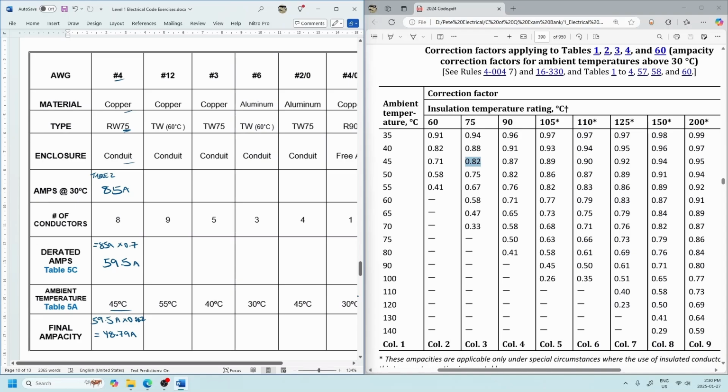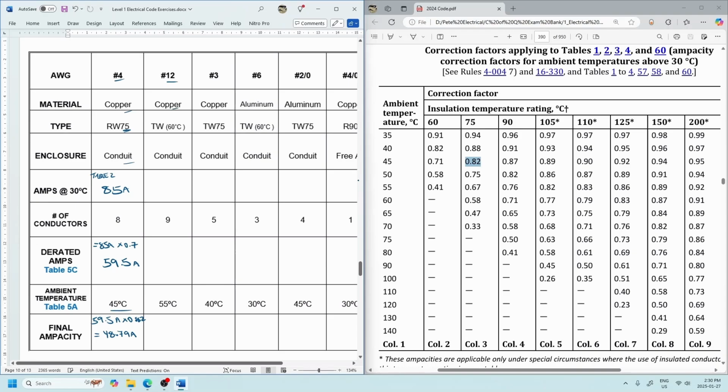Okay, so that's my maximum ampacity for my number 4 copper RW75s that are running in conduit. 8 conductors in the conduit derated us down to 59.5 amps. And then because we have an ambient temperature above 30 degrees, we have to derate to 48.79 amps for each of those conductors. Okay, let's take a look at the next one.